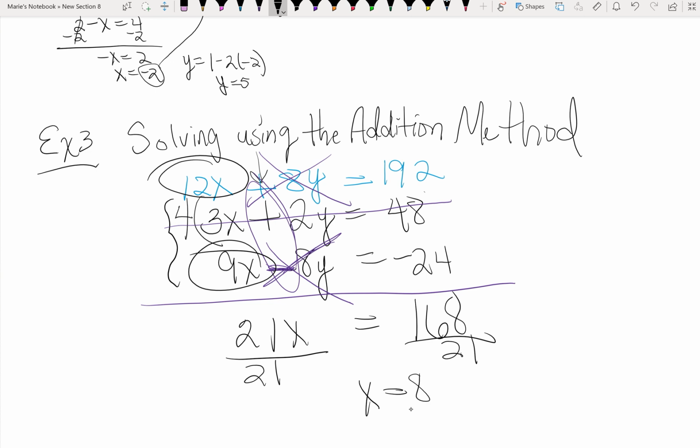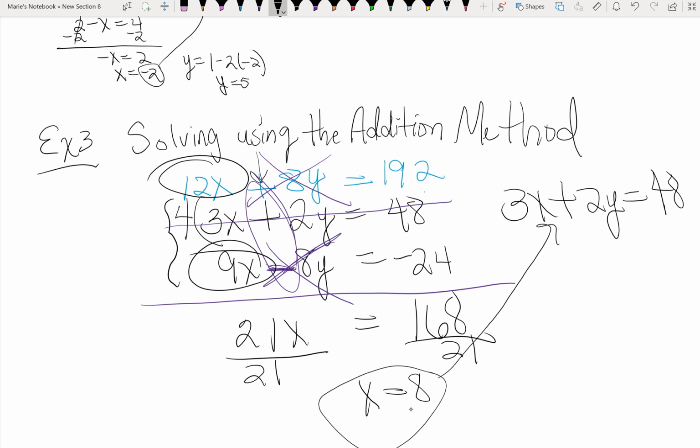Now, we need to find y. So let's go back to any one of our originals. I'm going to use the first one, which was the 3x plus 2y equals 48. And so if I throw this x equals 8 in here, I get 3 times 8, which is 24, plus 2y equals 48. And I know you're brewing the question, well, why not use the 9x minus 8y equal to negative 24? You could have. I'm not stopping you. But just remember, this is getting substituted in here.